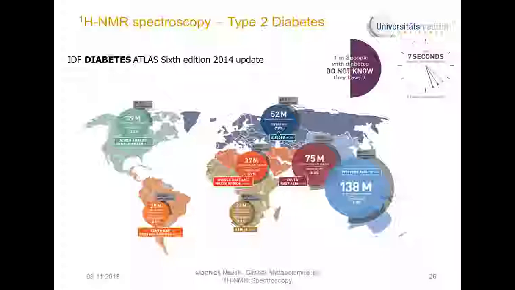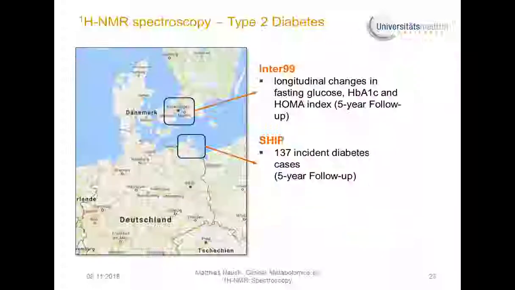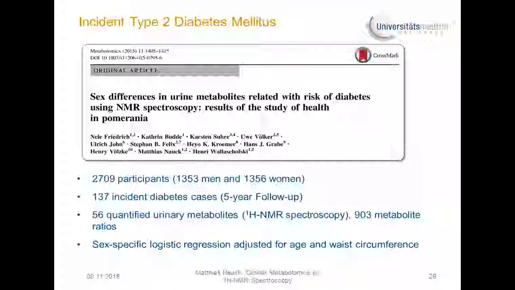So despite our possibilities to measure glucose, to measure HbA1c and so on, we have really many people who are not aware of this disease in the personalized aspects. And therefore I think we need additional instruments, much better instruments to look into the future to detect these people much earlier. And I will show you the results of two studies, the SHIP study from Greifswald, here you see where it's located, between Berlin and Hamburg, and the Inter-99 study, which is performed with our colleagues in Denmark in Copenhagen.